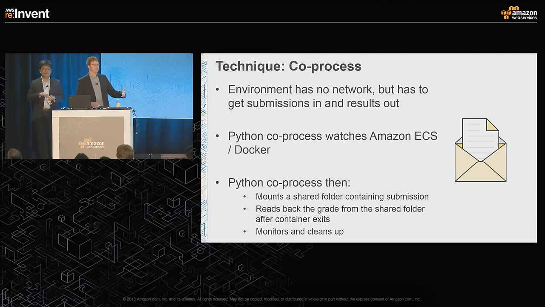So the way we actually solve this is we have a co-process that runs outside of the containers and mounts a shared file system. And the shared file system is used for communication. So the grades are put on the shared file system and then shipped back to the rest of the Coursera learning platform and the other AWS account and persisted for display and analytics purposes.